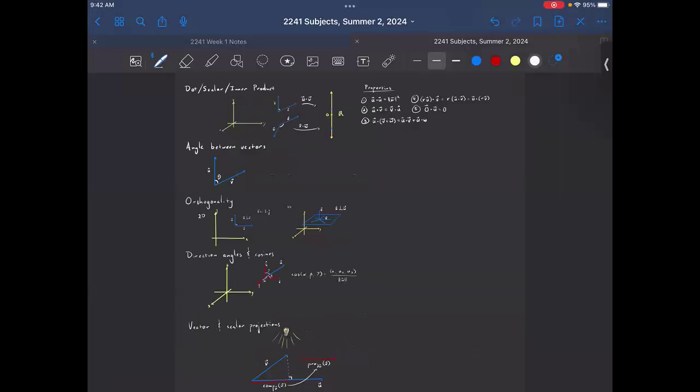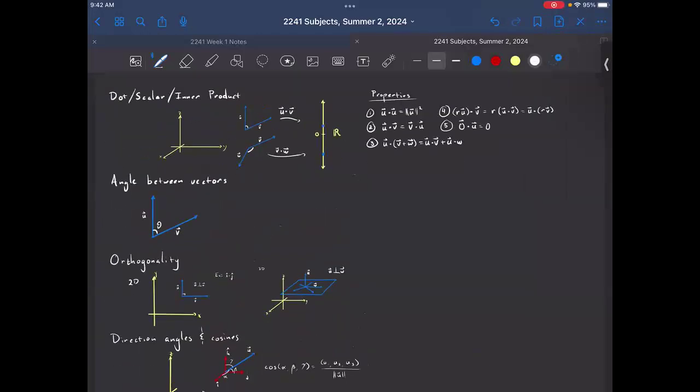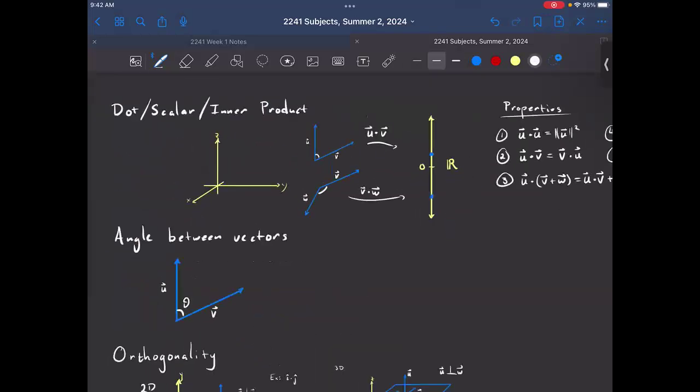All right, and here is the terms page. So let's go through these one at a time. And then after that, we will end the video and go to the examples video. So first off is our dot product.